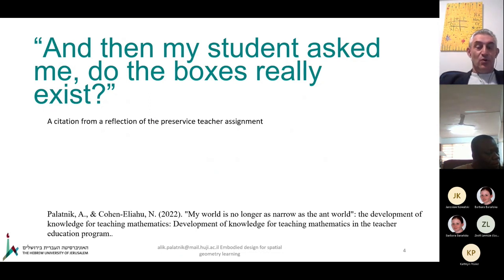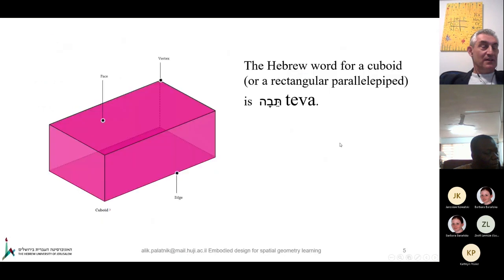And this is even more strange, and this is explained like this. In Hebrew, the word for cuboid or rectangular parallelepiped is teva, and the same word teva we use for box. So actually, this student was not asking, do boxes exist? She was asking, does this mathematical object really exist? But it is still a very strange question because it is the same word for box.